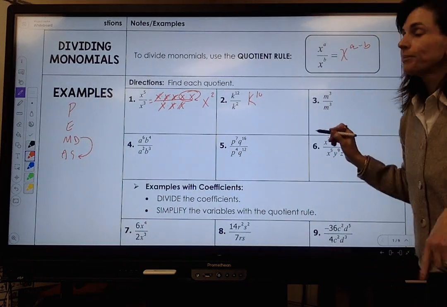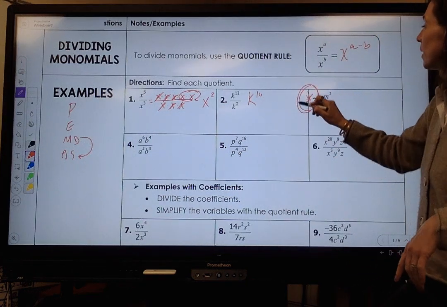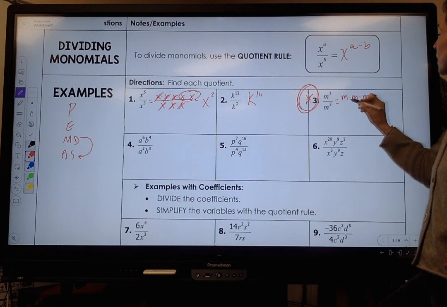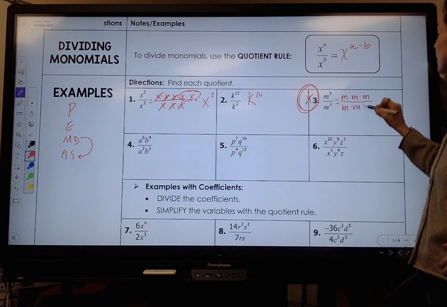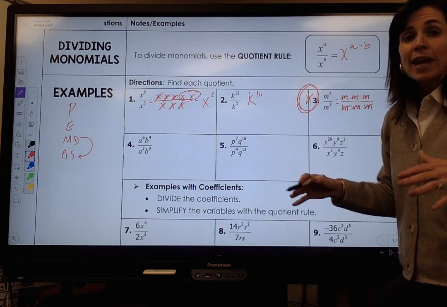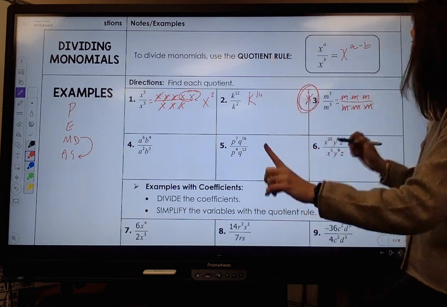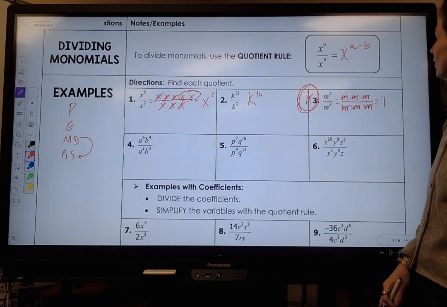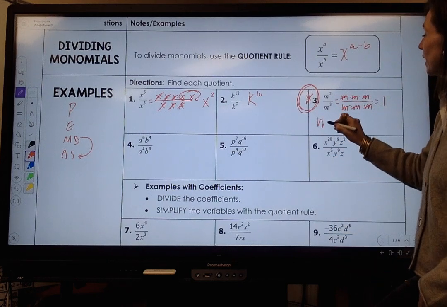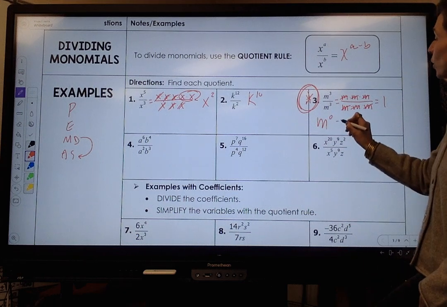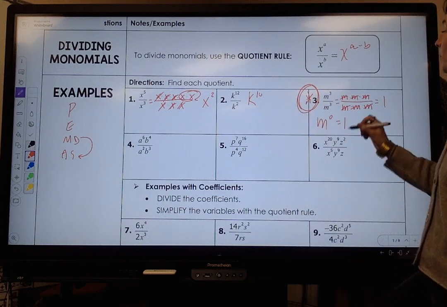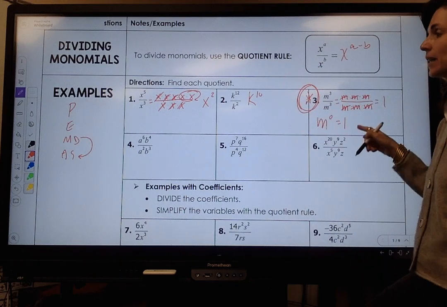Now on this one, I want you to put a star by this, because this is a big rule. If I expanded this, I would get m times m times m over m times m times m. My m's cancel out, and anything divided by itself is 1, so here I just have 1. The big takeaway is that if I subtracted, I would get m to the 0 power. So remember, anything to the 0 power is always going to be 1, because everything cancels out and it leaves you with 1.